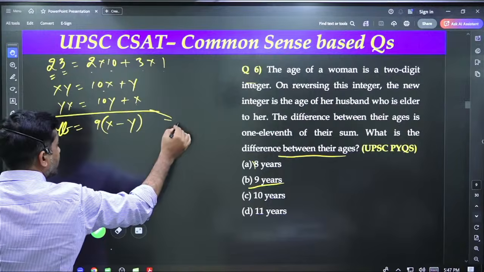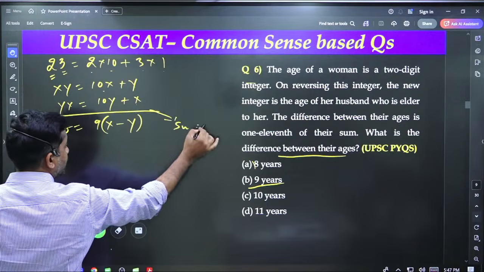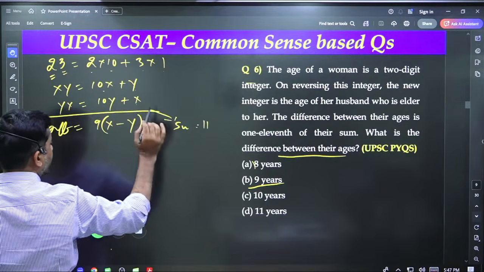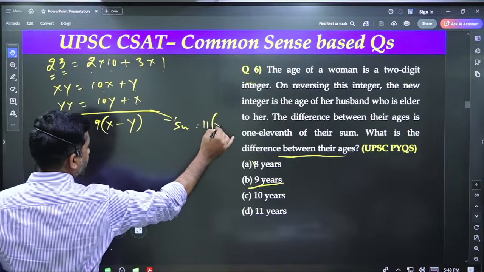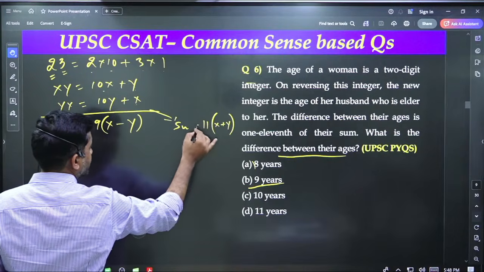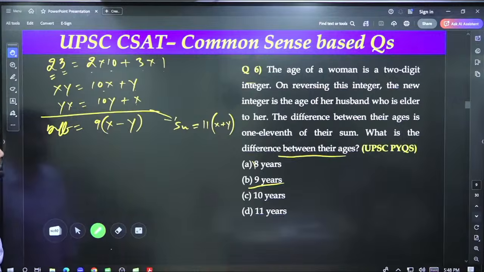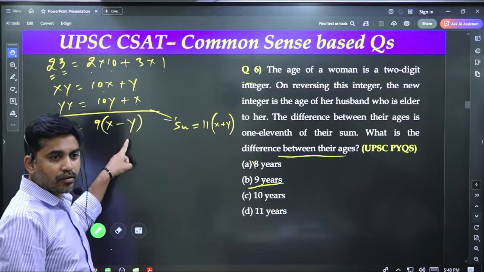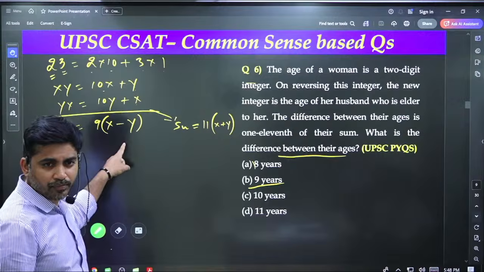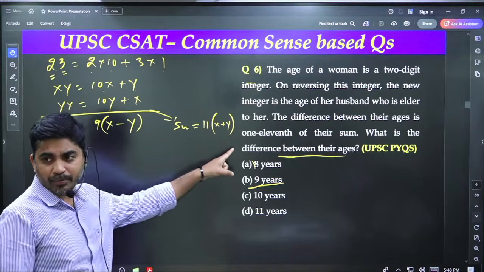Here, what is the sum? 10x plus x is 11x, y plus 10y is 11y. So it is 11 into (x plus y). This is the sum. We know the difference is 9 into something, a multiple of 9, and the sum is 11 into something, a multiple of 11.